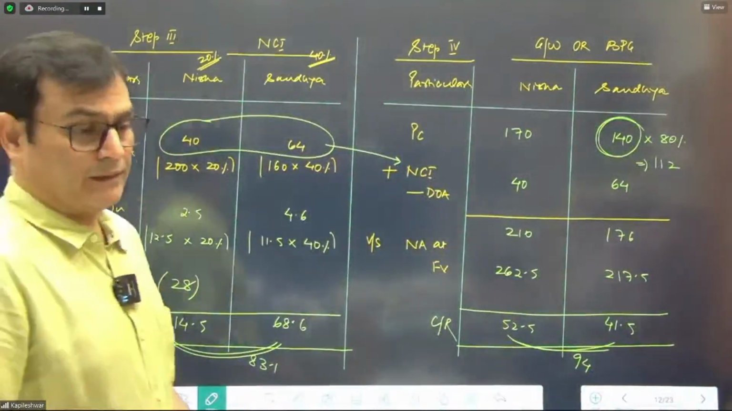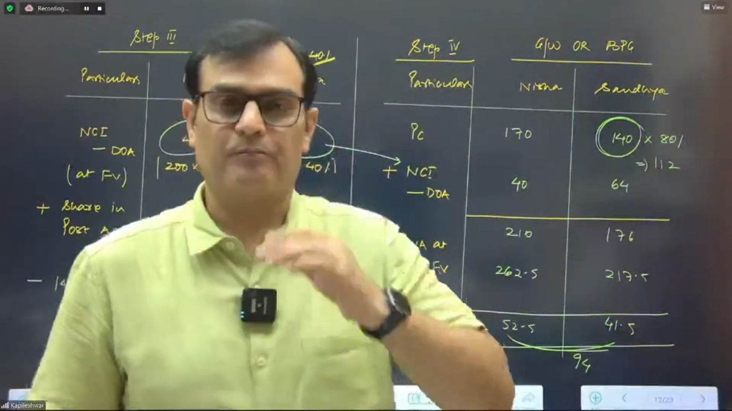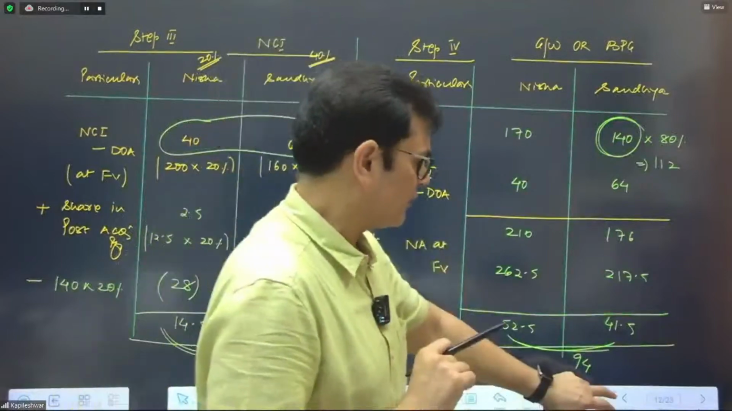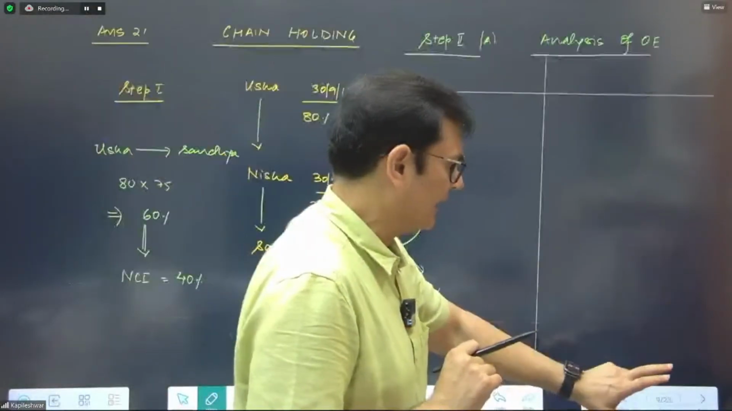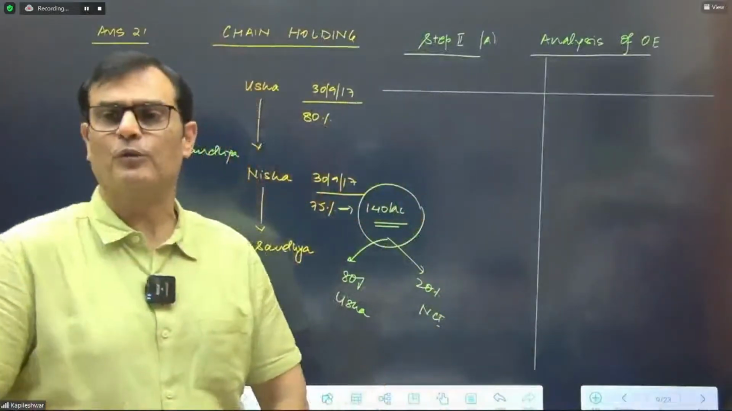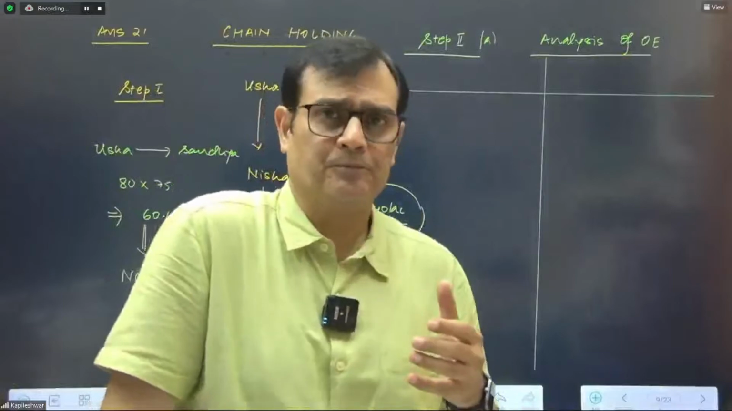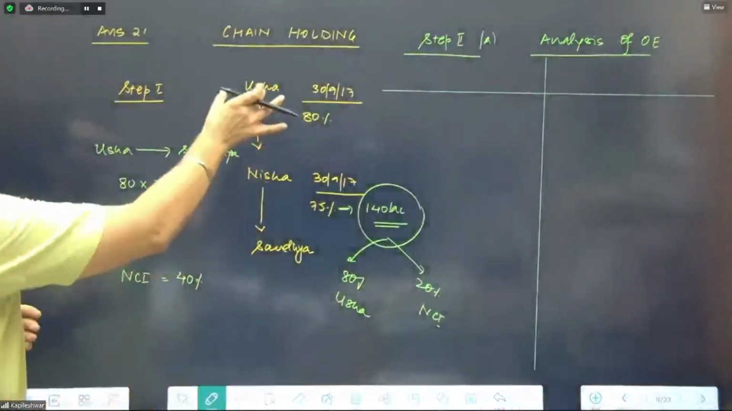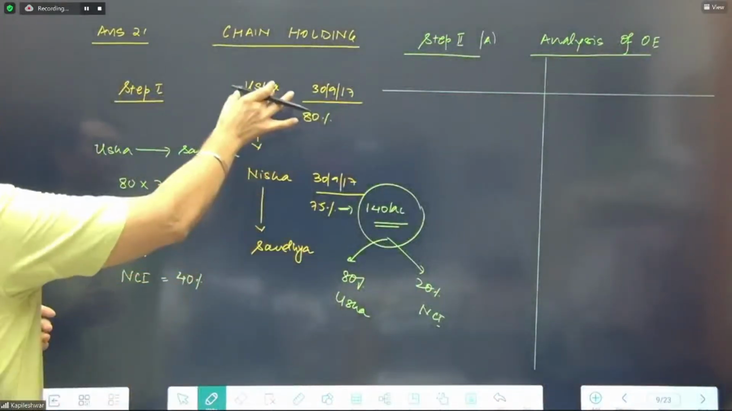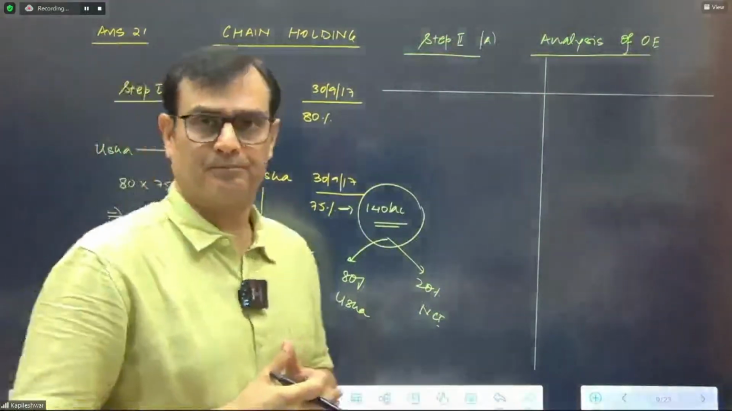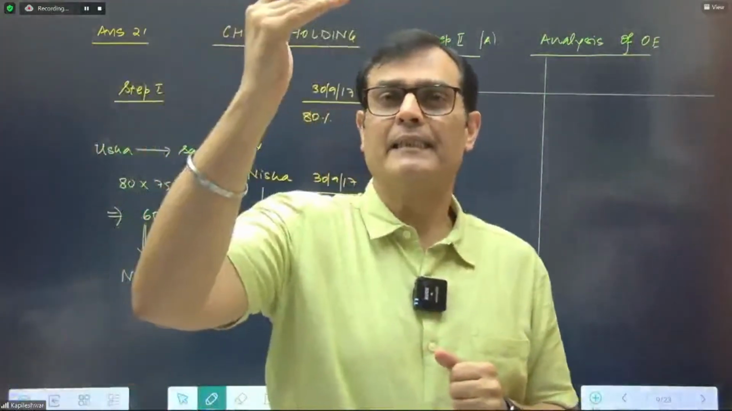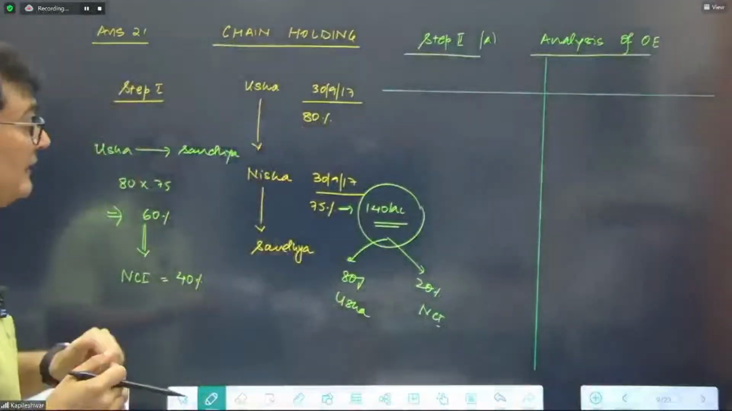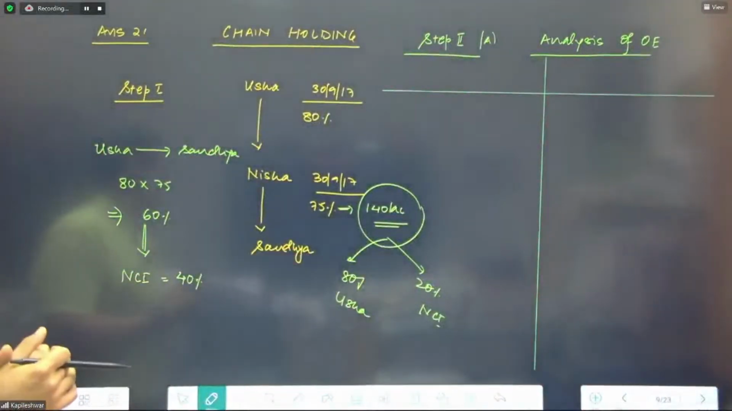Okay, now I think we need to explain the logic to you. Don't worry, we'll take a quick view of the critical points in a chain holding. Let's look at the criticalities involved in a chain holding. Now let's have a look at the focus points. Step number one, you need to look at the effective percentage which the top company has in the bottom company, so that you can identify that the NCI is not 25%, but it is 40%.